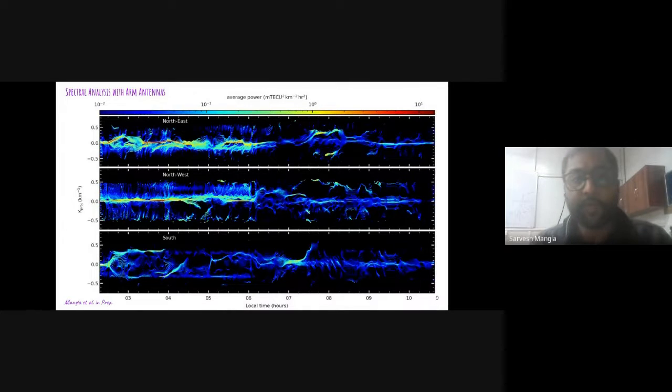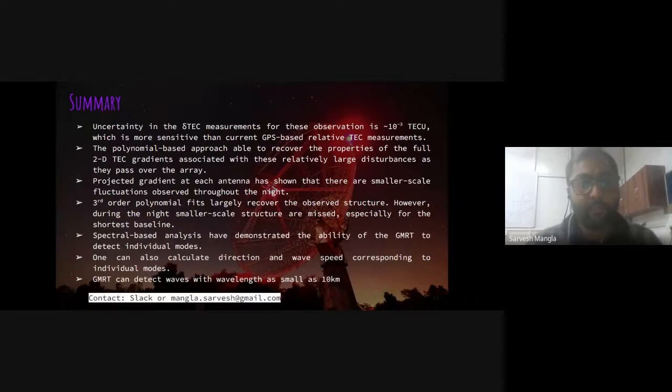We have performed the spectral analysis separately along each arm. Here we have plotted average power as a function of projected wave number at a time. Wave numbers corresponding to 0.6 kilometer inverse, or a wavelength of 10 kilometers, can be detected using GMRT. Here is a summary of my talk, and thanks.